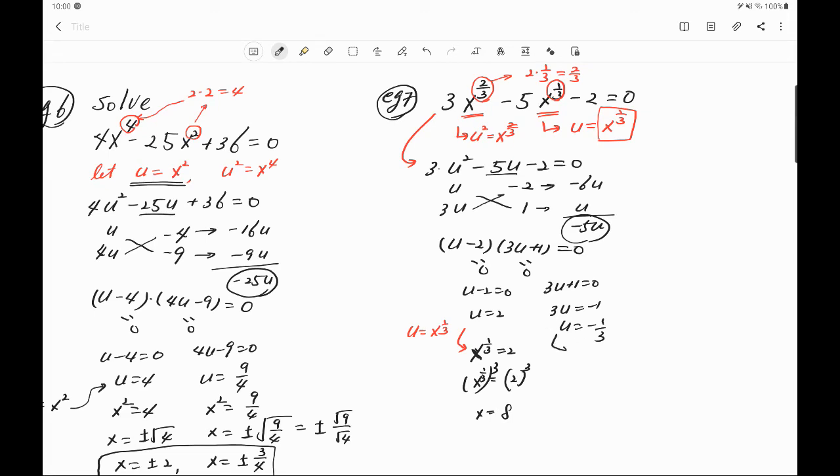Okay, from the second part, x to the 1/3 power equals negative 1 over 3. So cube each side, right? Cube it. All right, then x equals negative 1 over 27, right? Negative 1 over 27. So there are two solutions in this example.